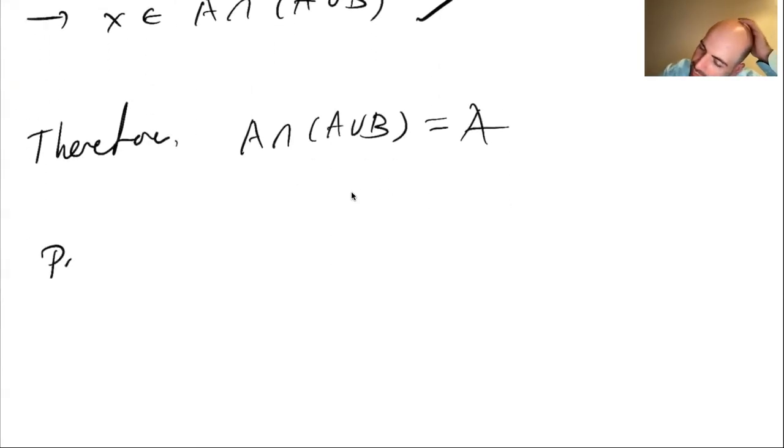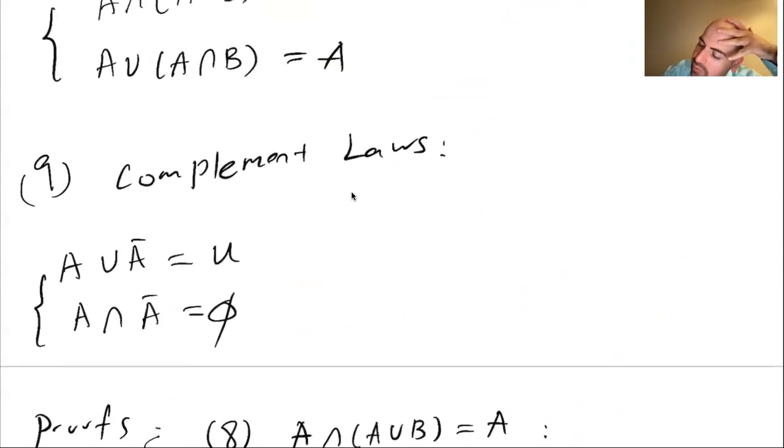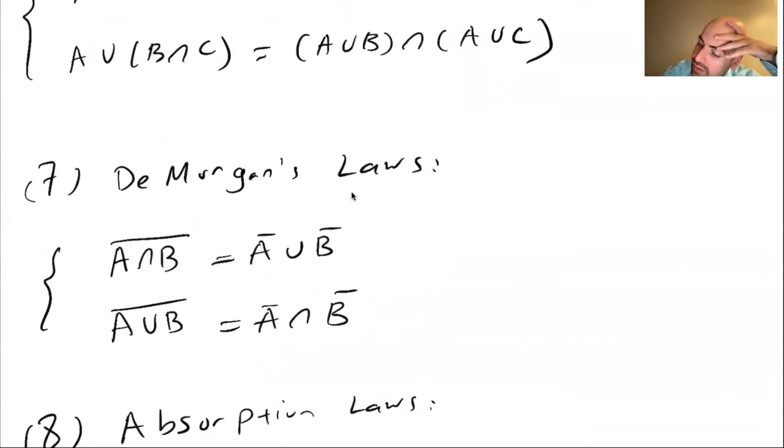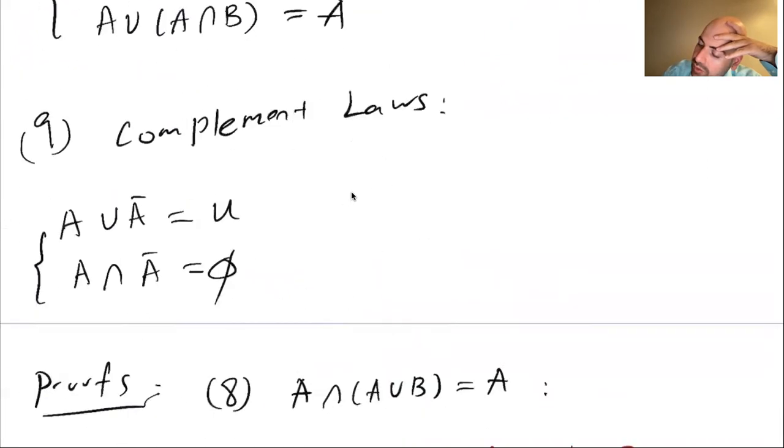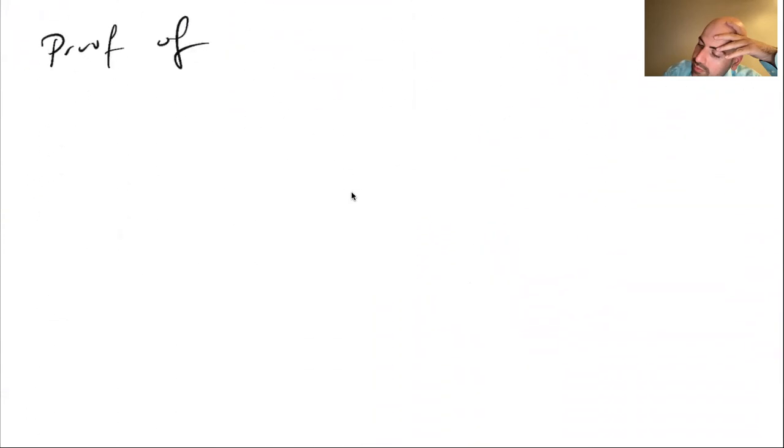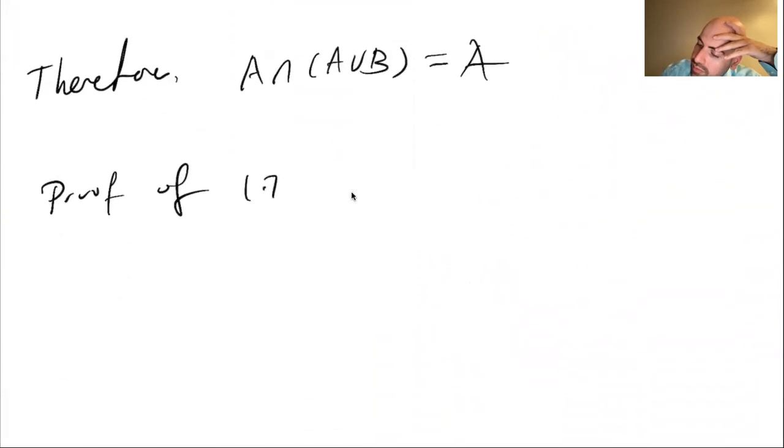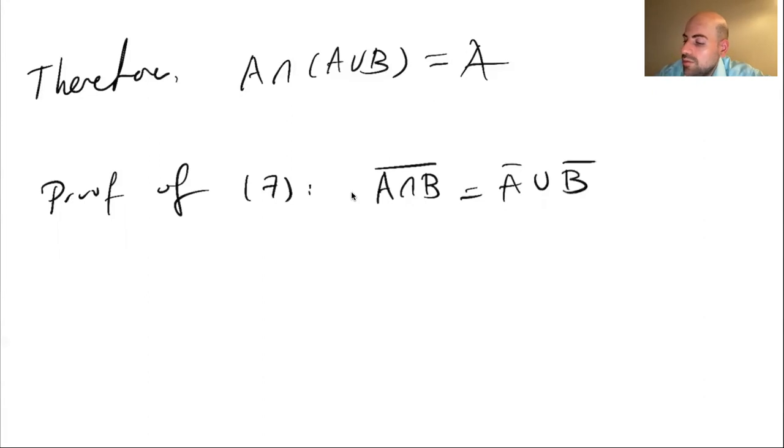Now let's look at another proof. Proof of, let's say, De Morgan's law. Let's prove one of the De Morgan's laws. For example, (A intersection B) complement is A complement union B complement. So let's see how we can prove this one.